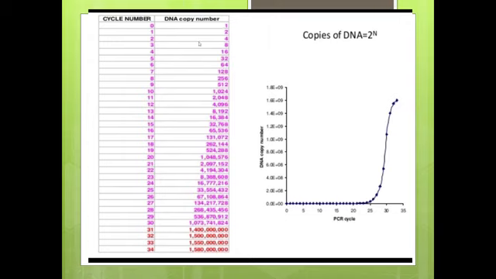Again, the same thing has been explained here. After the first cycle, the DNA copy number will be 2. From 1, we obtain 2 DNA molecules. From 2, we will obtain 4 after the second cycle. Now in cycle number 3, we will have 8. At cycle number 30, we will have 1 billion, and so on and so forth.